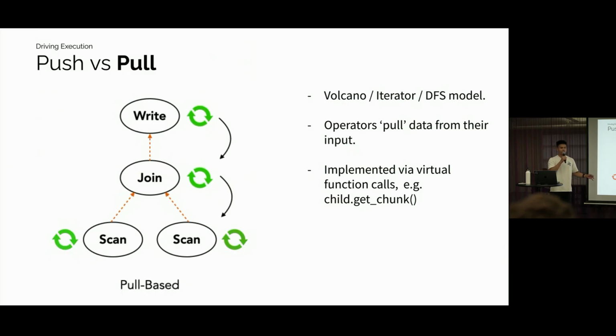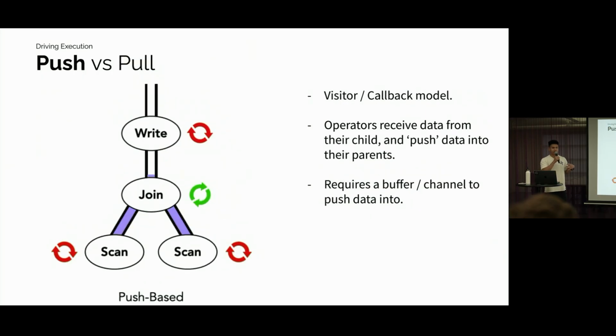If you're not familiar, I like to think of it as the DFS model, where you're recursively going down the tree, calling your child to get some data from it, and then you process it. In the database world, this is called the volcano or iterator model. This is usually implemented via virtual function calls on your child to get data. The second paradigm is the push model. This is also called the visitor model or the callback hell model. In this model, operators don't wait for their parent to call and ask for some data. They receive data from some input buffer, do their own processing, and then push it out to another output buffer.